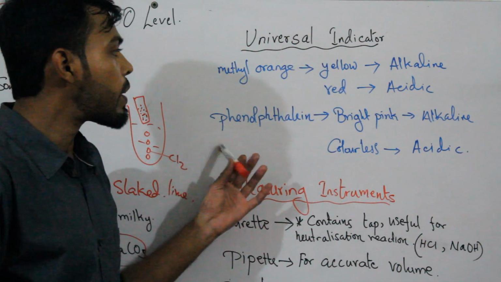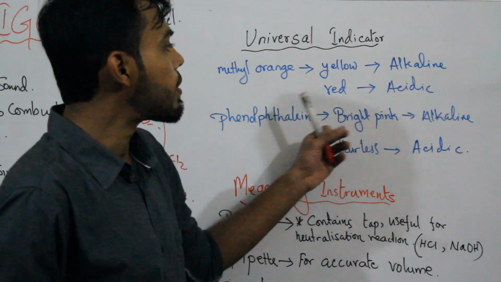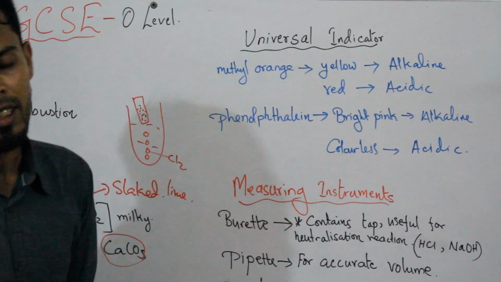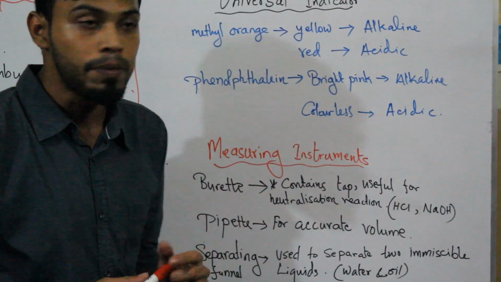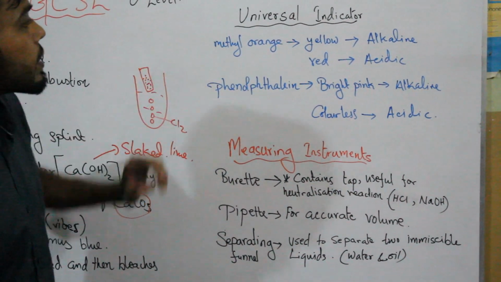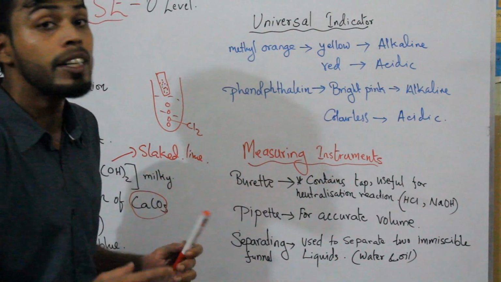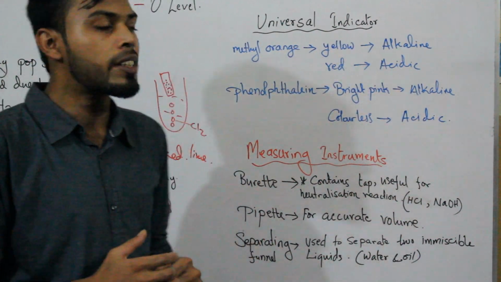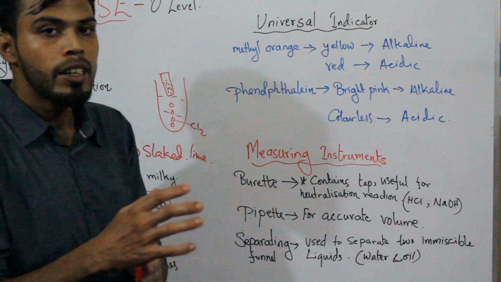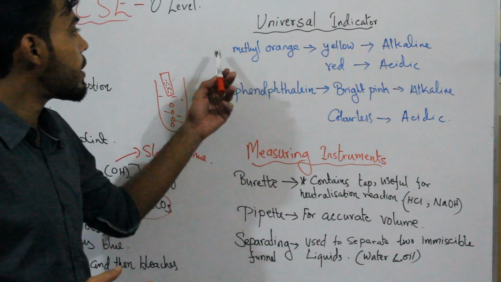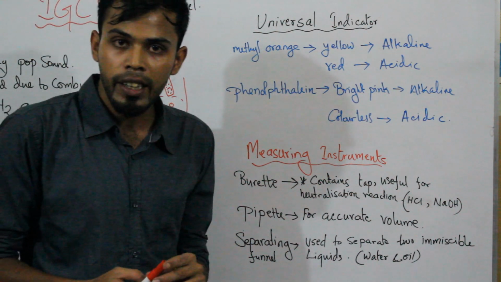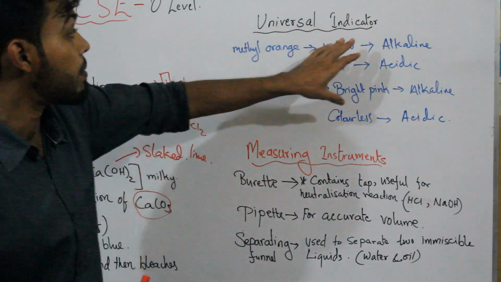Now let's go for phenolphthalein. In alkaline solution, it will give you a bright pink color, and in acidic solution, it will give you a colorless solution. Remember something: methyl orange and universal indicators are used basically in neutralization reactions. Neutralization reaction means when we add an acid and an alkali solution. In that reaction we can add either methyl orange or phenolphthalein. So just remember these things.